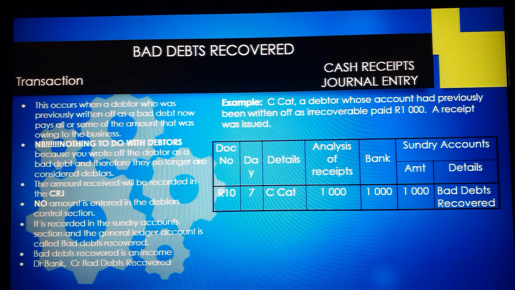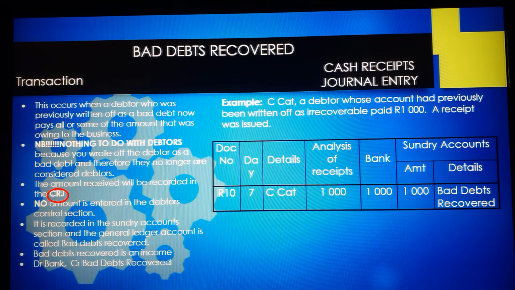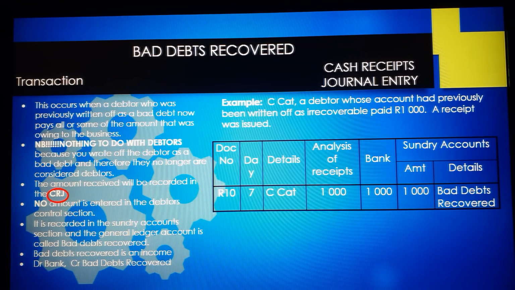Okay, and then bad debts recovered. Please note that this has nothing to do with debtors. Bad debts recovered is income that you earn from a debtor who was previously written off and they have now come back to pay some or all of what they owe. It has nothing to do with debtors because you've already written them off. So you can't go back and change your debtors control account.